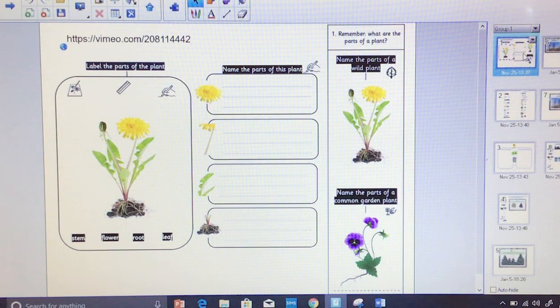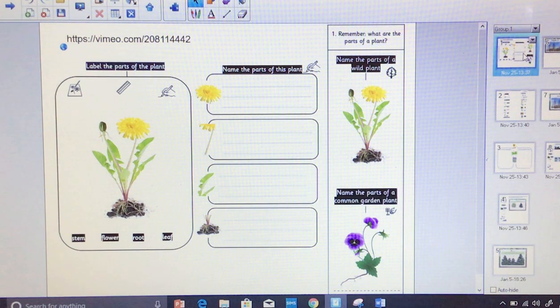In science today, we are going to be remembering the parts of a plant. Now, you have learnt this with Mrs. Dodman, and I know that you learnt this when you were in kittens because I taught it to you in the summer term when we were working together then. So I am expecting you to be able to do this without any problems.